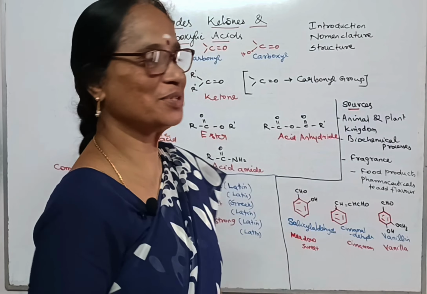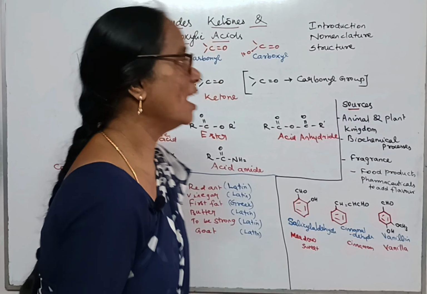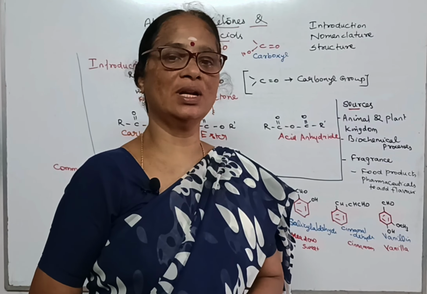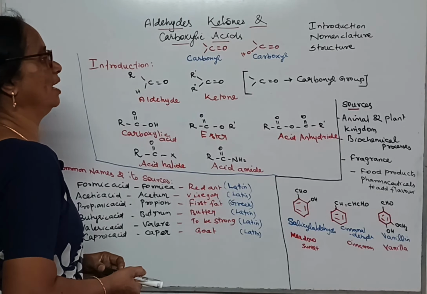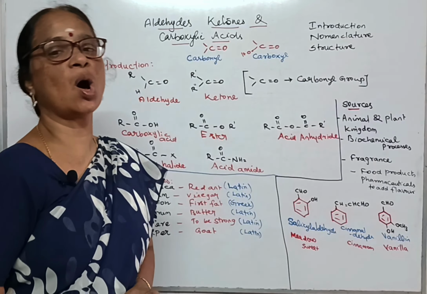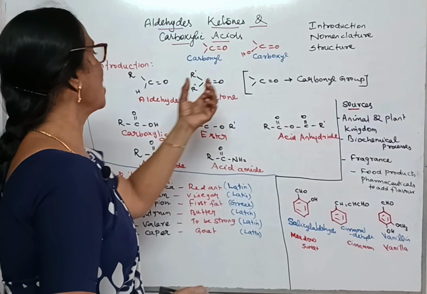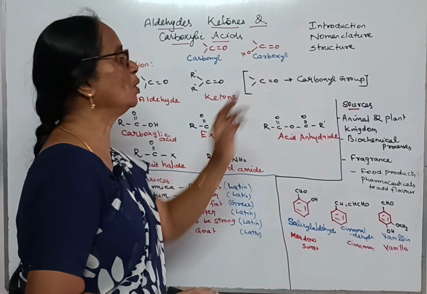From organic chemistry, the next chapter: aldehydes, ketones and carboxylic acids. These are all together known as carbonyl compounds. What do you mean by carbonyl? Carbonyl is a carbon with a doubly bonded oxygen. So the carbonyl group is generally represented as C=O.